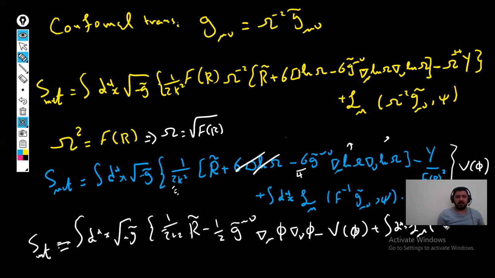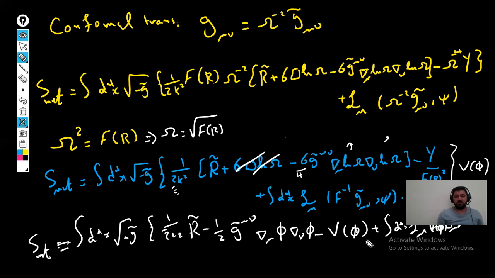But we have now g mu nu tilde, and we have f, we have here omega to the minus 2. Omega to the minus 2 means f_R to the minus 1, or let's say f of phi to the minus 1, because you look, now we replaced f_R by phi.